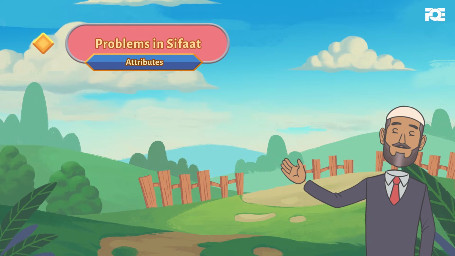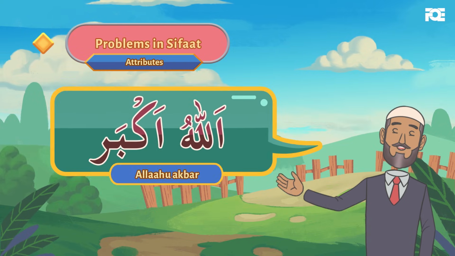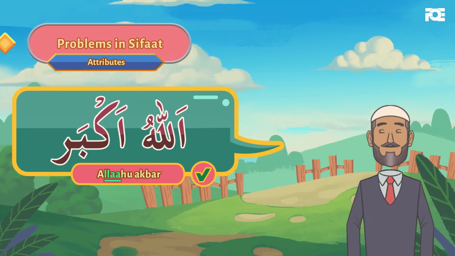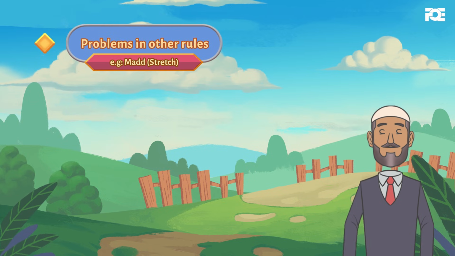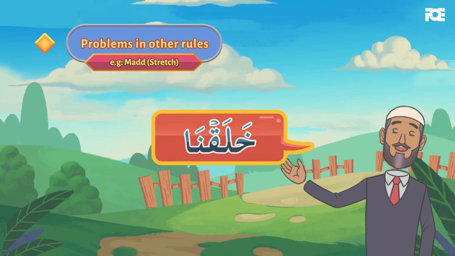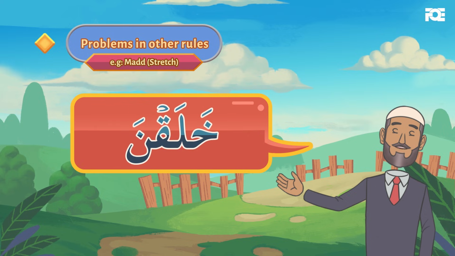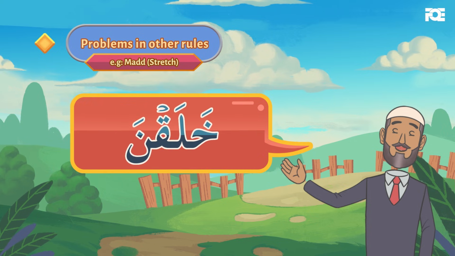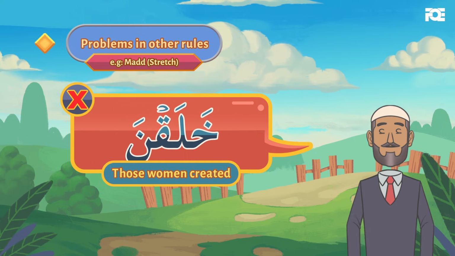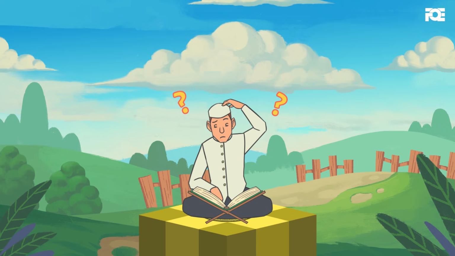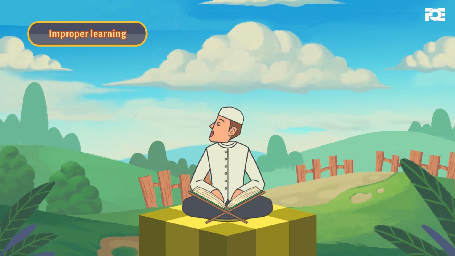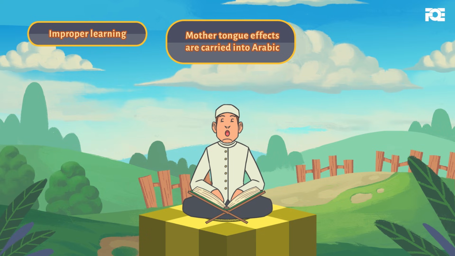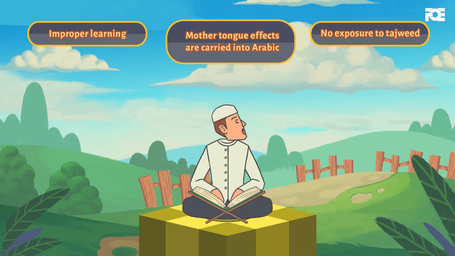Problems in sifat. For example, if somebody says Allahu Akbar, that is not right. It should be Allahu Akbar, the Arabic way. Problems in rules. For example, if somebody recites Khalaqna as Khalaqna, that's a disaster, because Khalaqna means we created, and Khalaqna, those women created. We recite with mistakes because of improper learning, or because our mother tongue effects are carried into Arabic. For example, Urdu speakers reciting like Urdu, or no exposure to Tajweed.